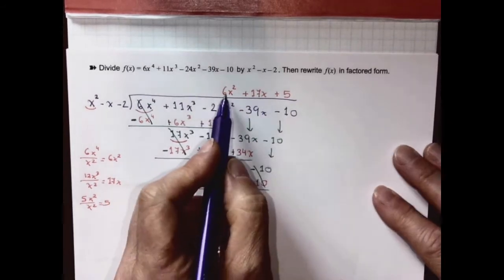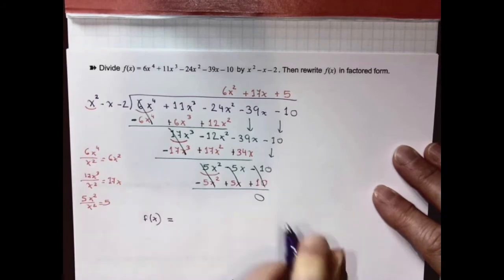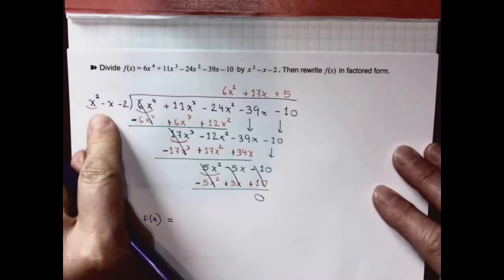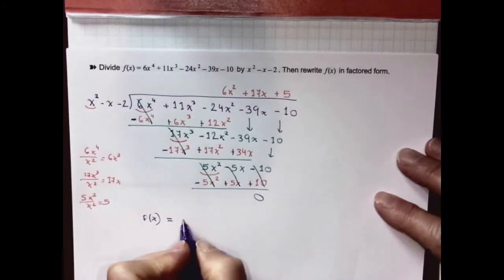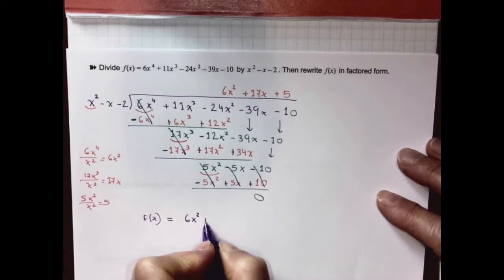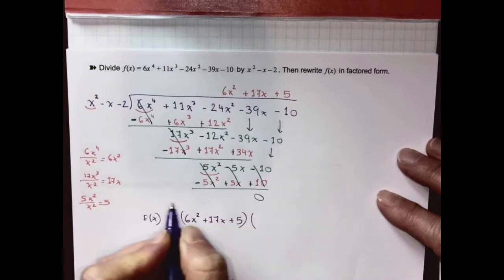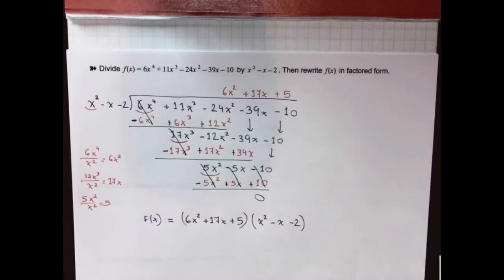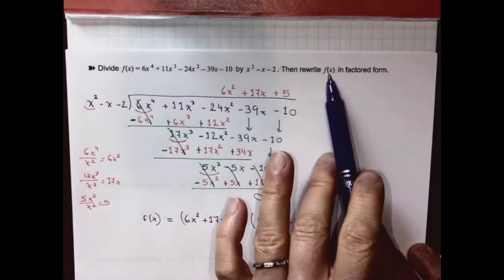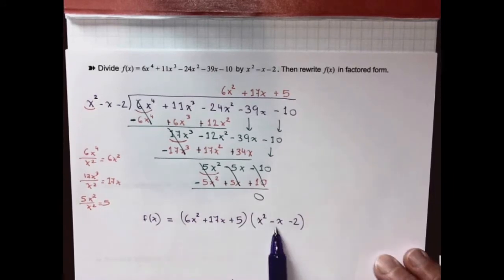Okay, so what do we have? We have that f of x is going to be equal to this times the divisor plus the remainder, but we don't have one, right? So we're going to have 6x squared plus 17x plus 5 times the divisor x squared minus x minus 2, and then it will be plus 0, but we don't put that down. Now we have to rewrite this in factored form, so the first thing you have to ask yourself, are those factorable again? And in fact they are.